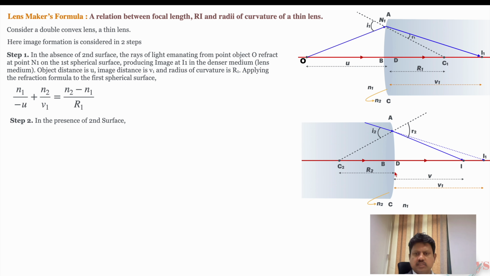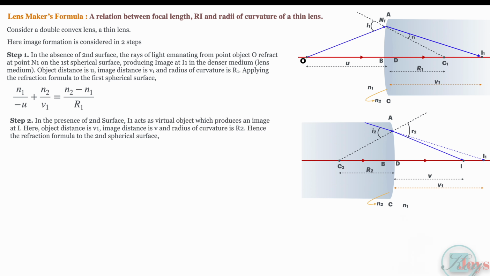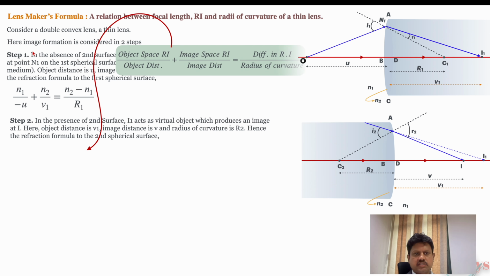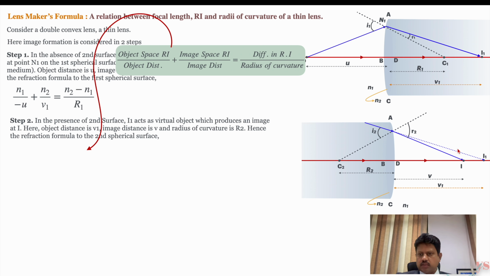Refraction formula is what? Same thing again as we did in the first case. So let's consider object space refractive index by object distance. That is object space. Where is object? Object is I1 here. I1 is the object which is in the denser medium. You can see here it's a glass medium. So now it is virtual, so it is supposed to be in the denser medium. So object distance is V1 and object space refractive index is N2, the denser medium's refractive index.